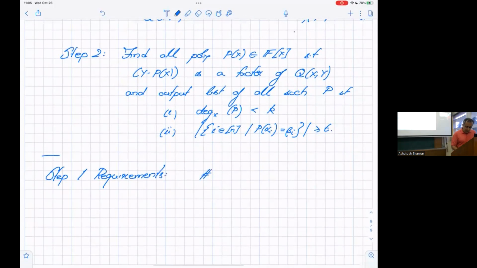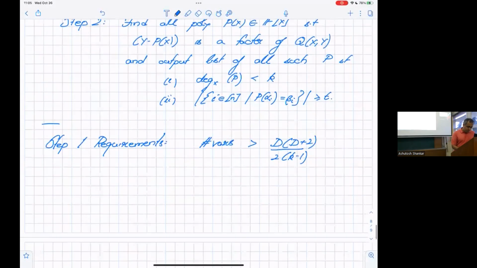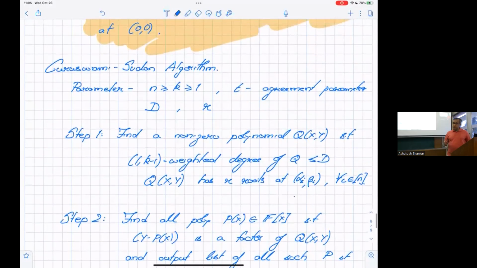Once again, the number of variables is the number of monomials, and that we saw is D into D plus 2 by 2k minus 1. That didn't change. What's the number of equations? Firstly, is this a linear system? Q(x, y) has r roots at (alpha_i, beta_i). Notice this is a linear system.